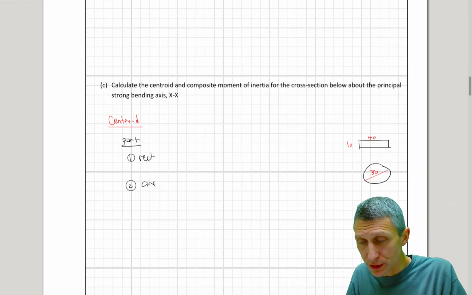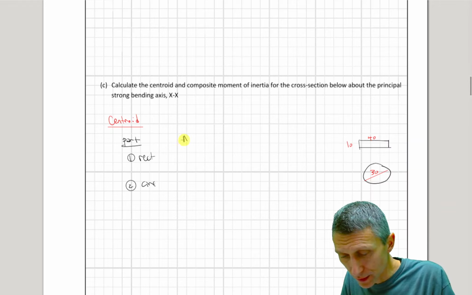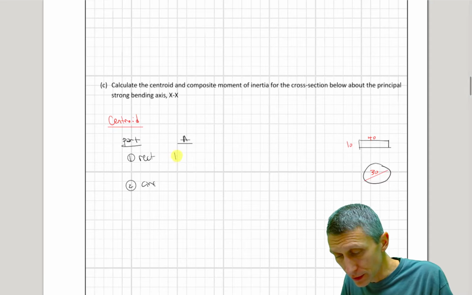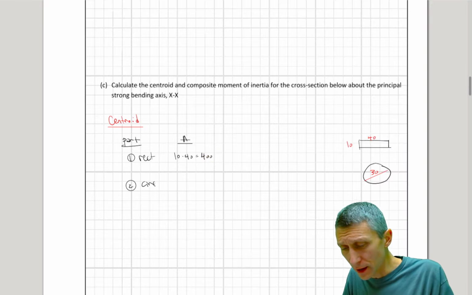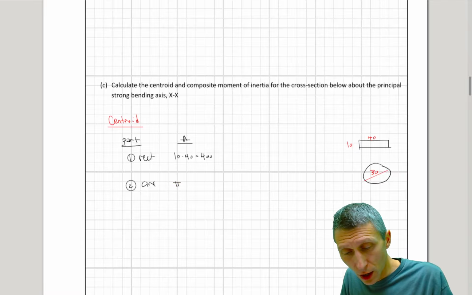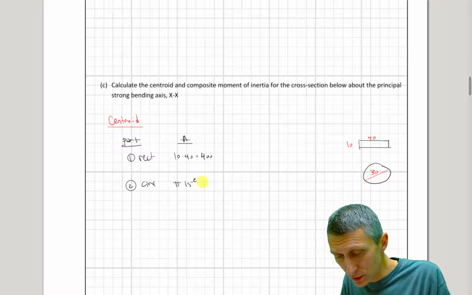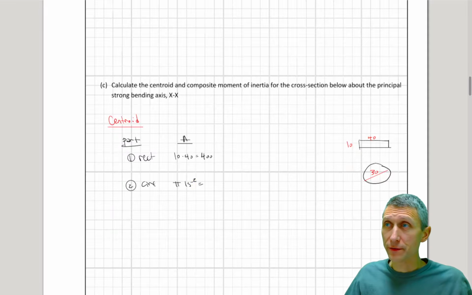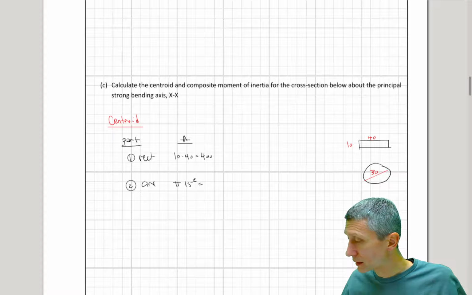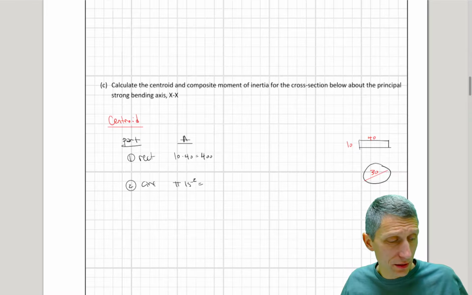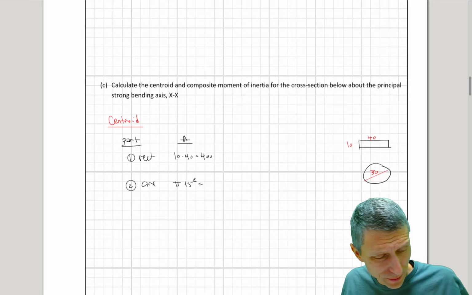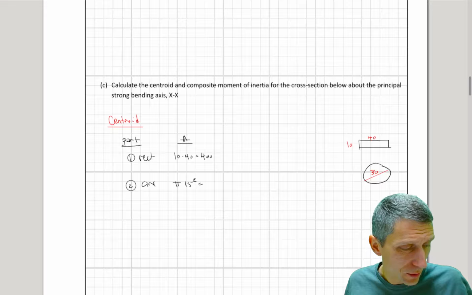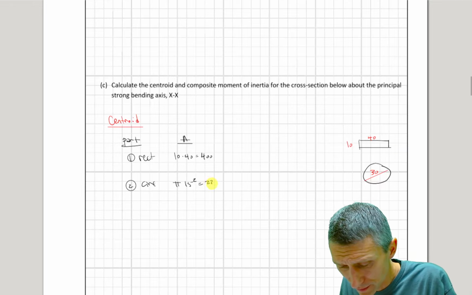But when we do our centroid, the next thing we have to do is find our area. So the area of a rectangle, fairly straightforward, 10 times 40, that's going to equal 400 millimeters squared. Okay, the area of a circle is going to be pi times r squared. In this case, r is 15, just 30 divided by 2. So let's come back to our calculator here, and actually I'm just going to write this in. So pi times 15 squared is going to be 225 pi.